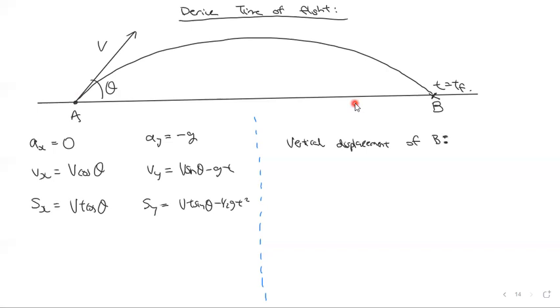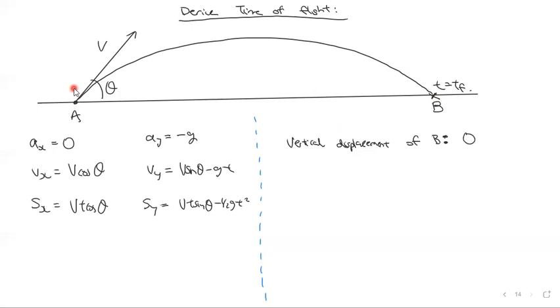Remember, displacement is a vector. So you just need to think about how far higher or lower B is compared to A. That's really the only question. Is B higher, lower, or the same height as A? Same height as A. If B is the same height as A, then the vertical displacement of B compared to A is just 0. It didn't go up. It didn't go down.